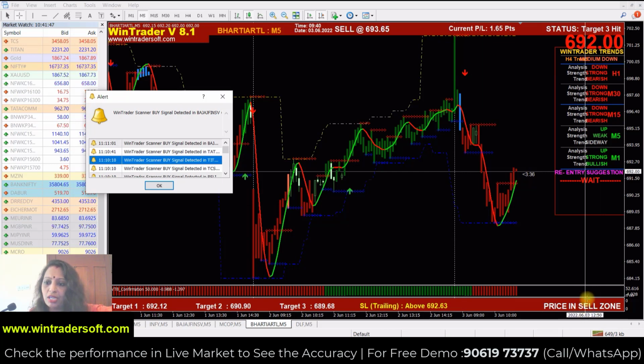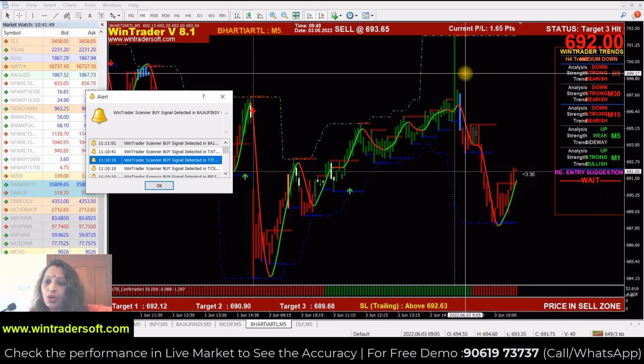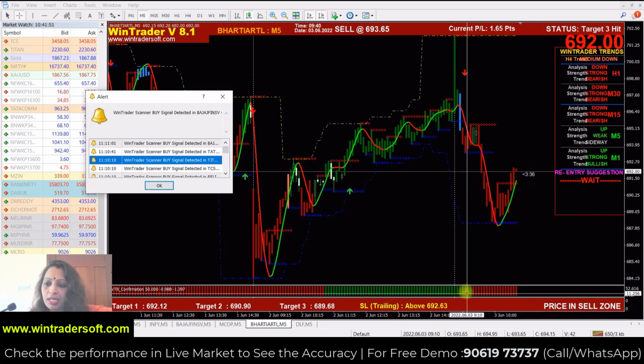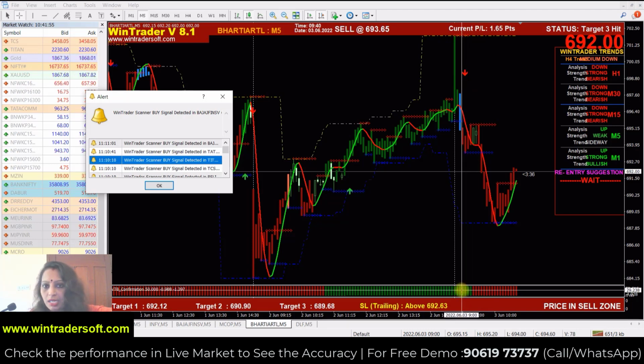And the second confirmation you have to check is below the arrow, where there is a bar, that is our confirmation bar. The bar should be in the same color as the signal. If it is a sell signal, then the bar should be in red color. So you have to check only two confirmations.